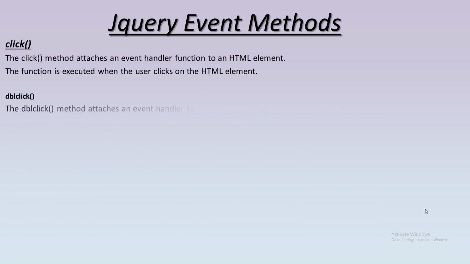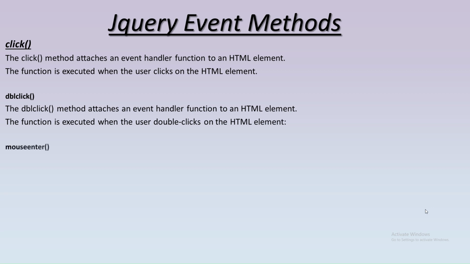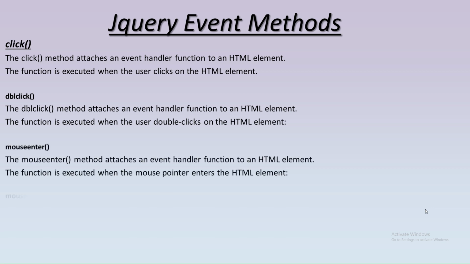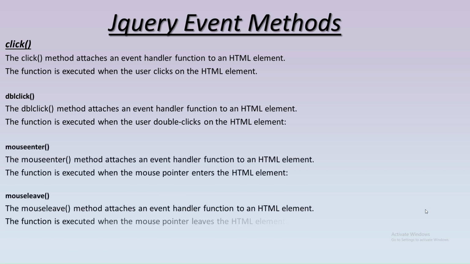Click. The click method attaches an event handler function to an HTML element, and the function is executed when the user clicks on the HTML element. Similarly, double click. The dblclick method attaches an event handler function to an HTML element. The function is executed when the user double clicks on the HTML element. The mouseenter method attaches an event handler function to an HTML element, and the function is executed when the mouse pointer enters the HTML element. Similarly, mouseleave. The mouseleave method attaches an event handler function to an HTML element. The function is executed when the mouse pointer leaves the HTML element.